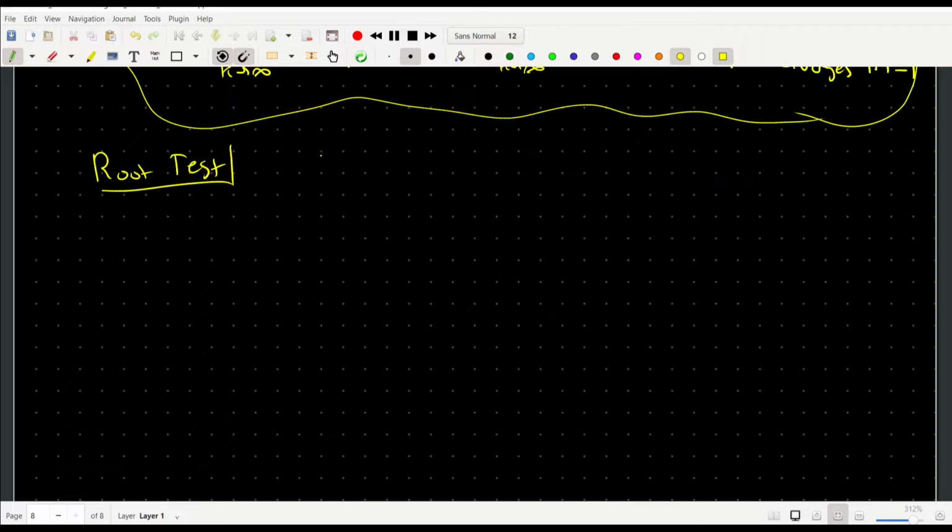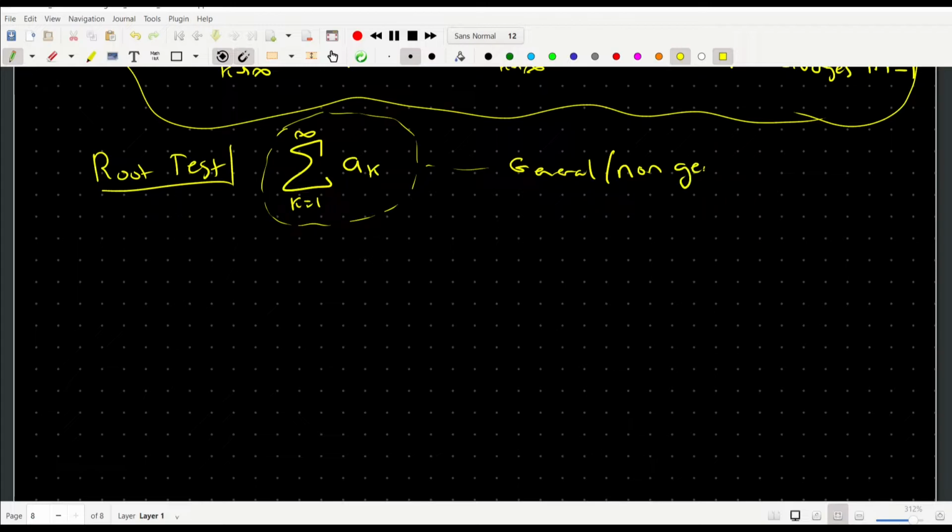For the root test, we consider a general series of terms a_k. This is a general series, not necessarily a geometric series. And we look at the limit, this is what we call rho, the limit as k goes to infinity of the absolute value of the kth root of a_k.